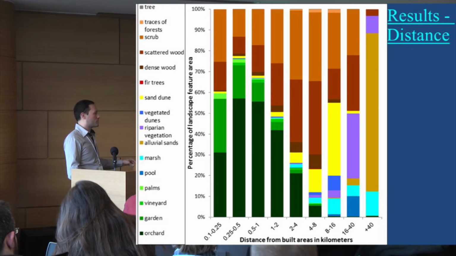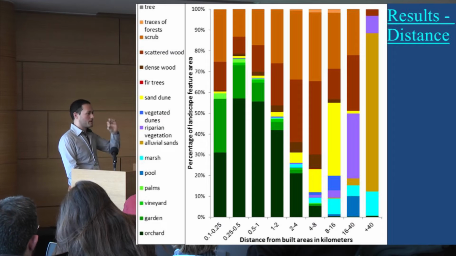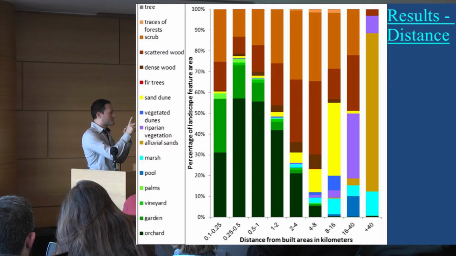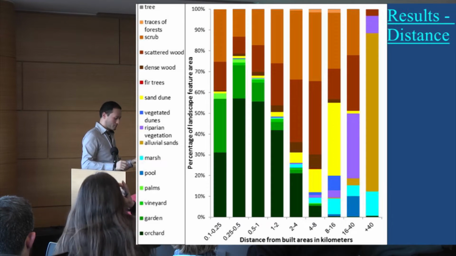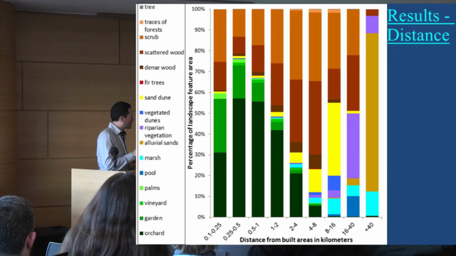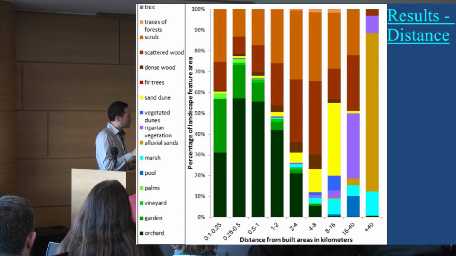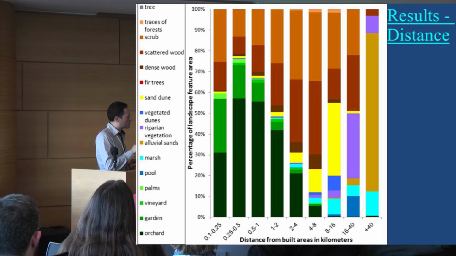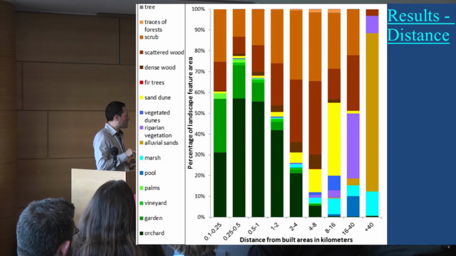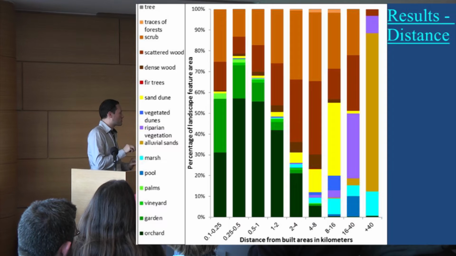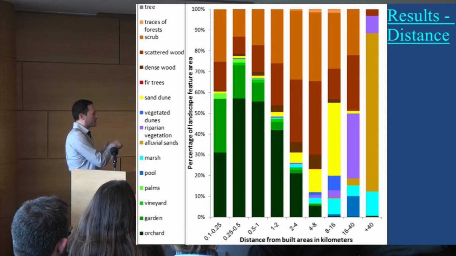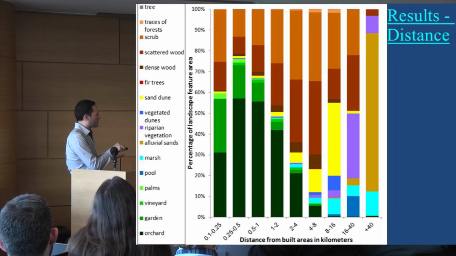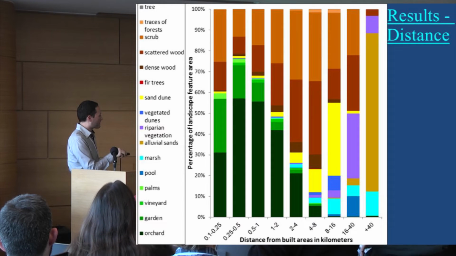Here we have distance. What we did, we took all the built areas on the PF map, and we measured different distances from built areas to see which landscape features we can find. These are the distances in kilometers, and if 0 is the built area, we can see that up to 2 kilometers we have mostly the green shades, which are orchards, gardens, vineyards, palms, which was also very rational to think.